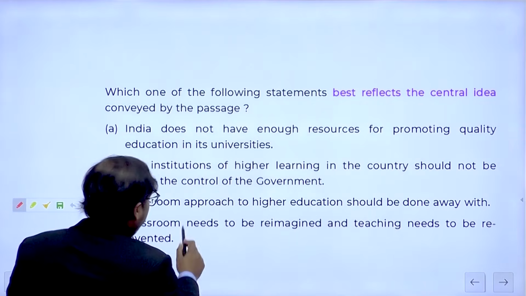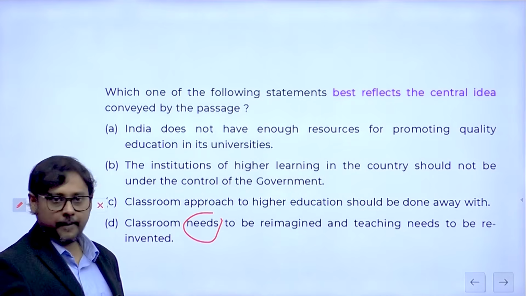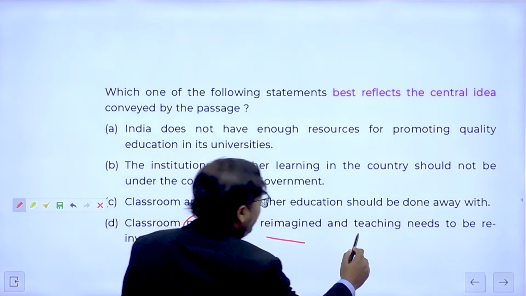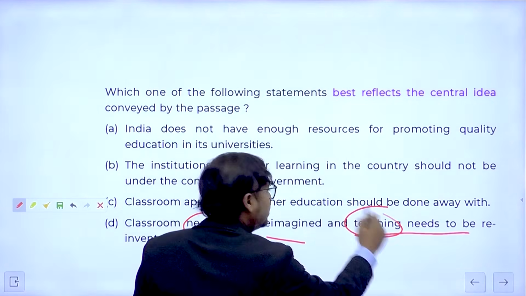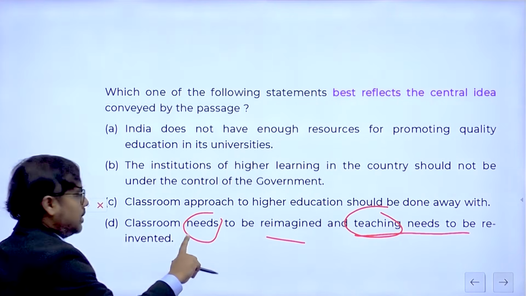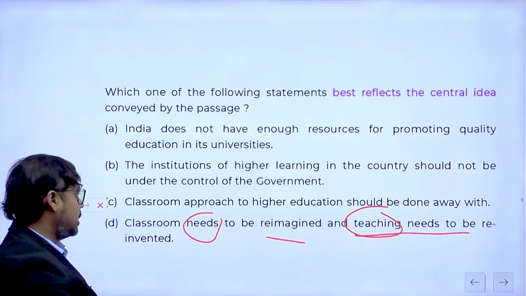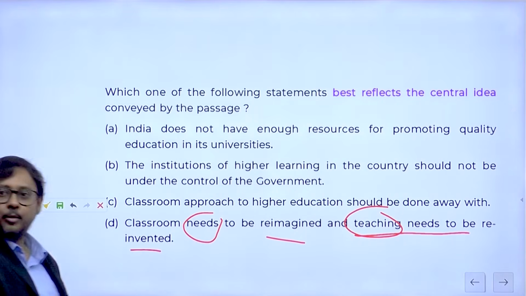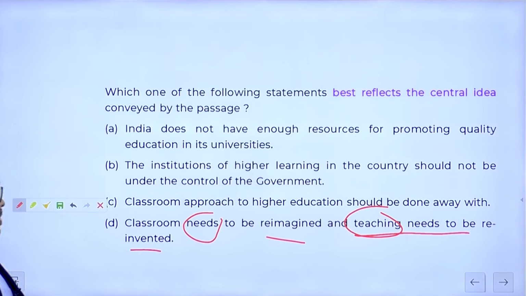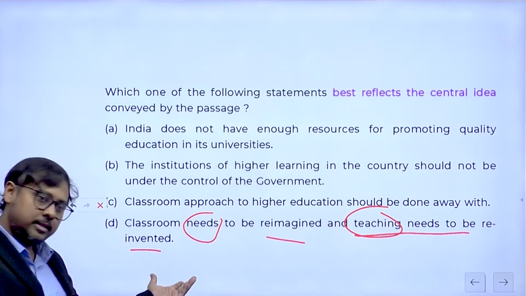Classroom needs, okay? Needs prescriptive, okay? To be reimagined, and teaching needs to be, again, teaching was there in our summary, was it not? It was there, right? And somebody said reimagined, right? Our higher education should be reimagined, needs to be reinvented. In the end, that is what was written, reinvented, okay? So it is prescription, the tone is matching, and the summary is there, right?